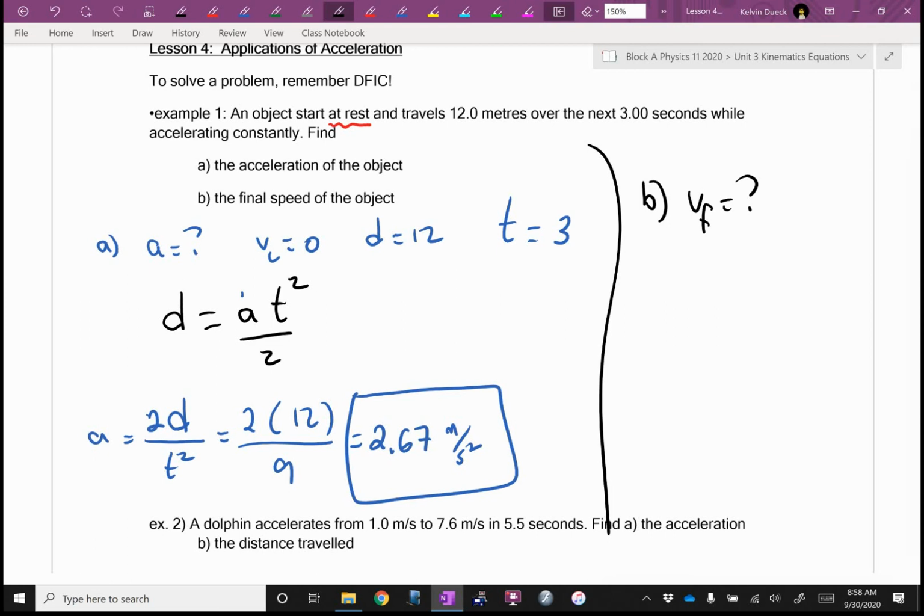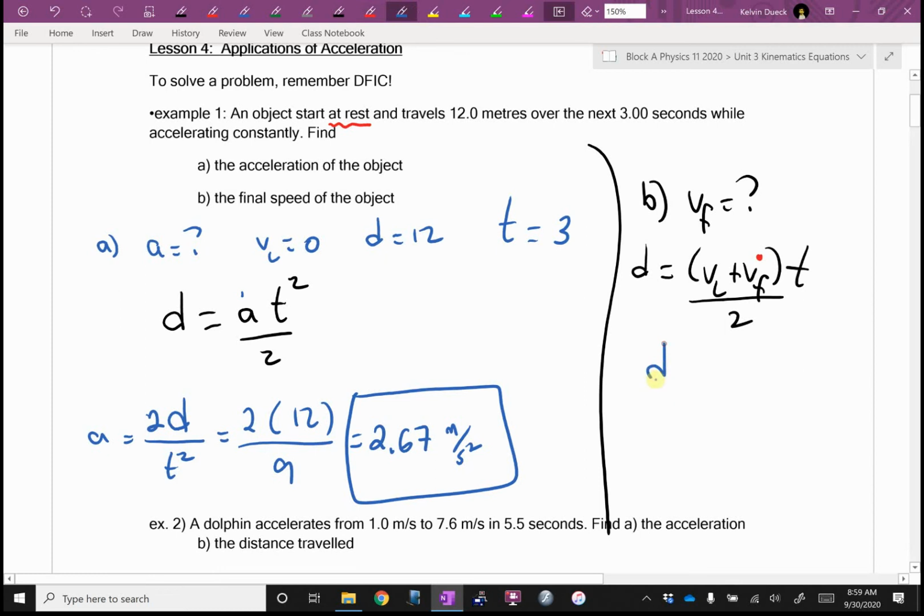I think it's the one with brackets, is it not? D equals bracket VI plus VF, over 2 times T. Did I give you VI plus VF or did I give you VF plus VI? I can't remember. It doesn't really matter when you're adding: 5 plus 3 is 3 plus 5. Ooh, I want to get the VF by itself. Well, the D is going to drop down like a domino. Now what?